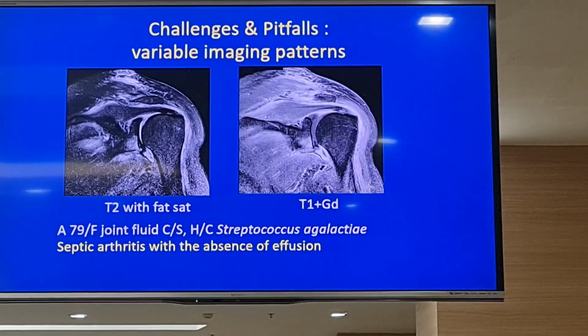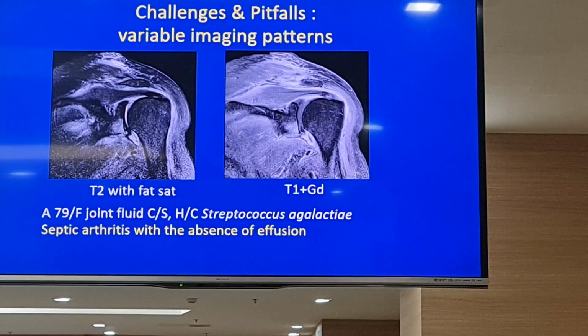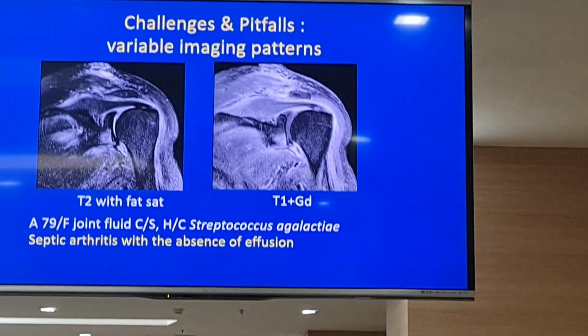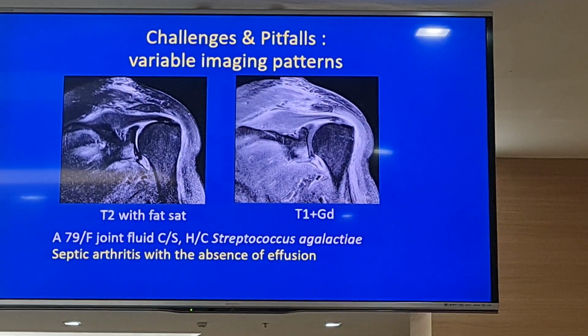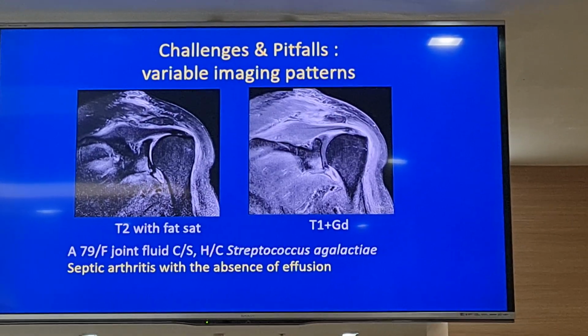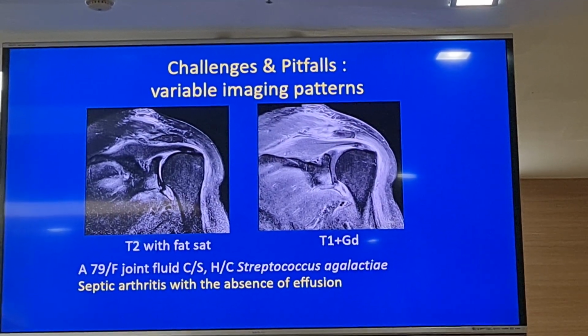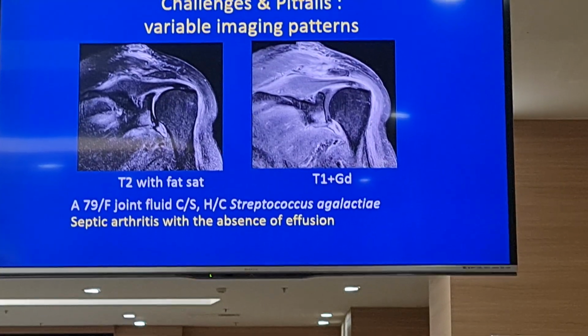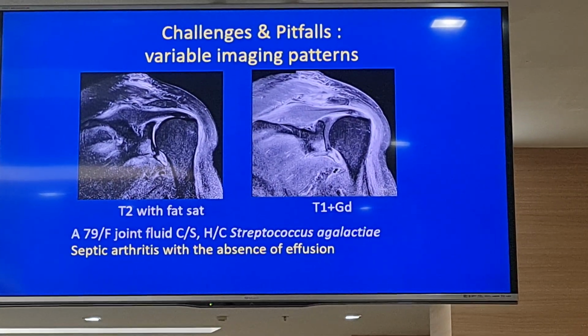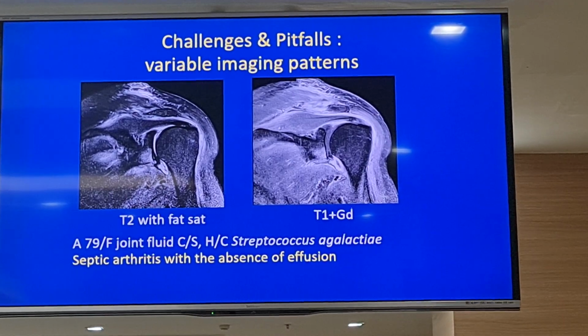This patient has proven septic arthritis based on joint effusion as well as blood culture. This other patient does not have effusion at all, but has synovitis and inflammation around the joint. So this is another pattern of septic arthritis as well.